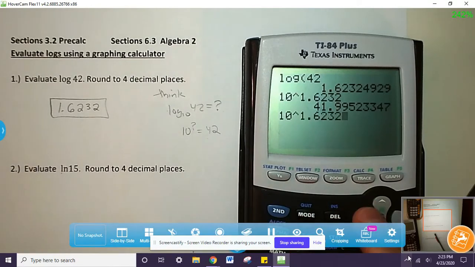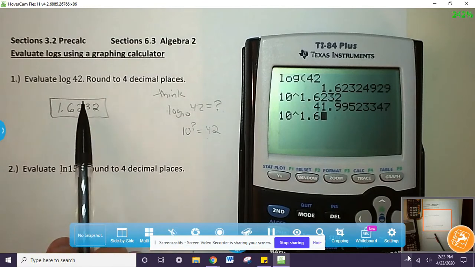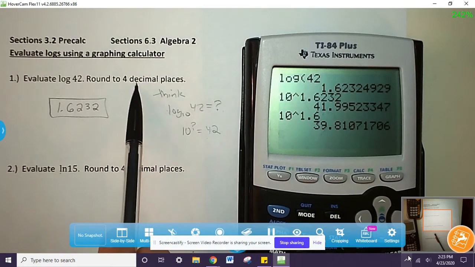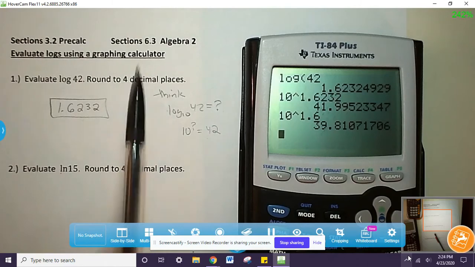If we only rounded to 1 decimal place like we're kind of used to, we would have used just 1.6, and we're not very close to 42 at all. So exponents are very powerful. They have a big impact on a number. That's why in this unit, we're going to round out further than normal.